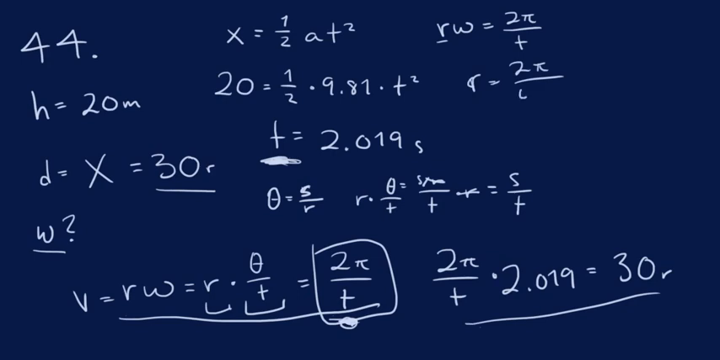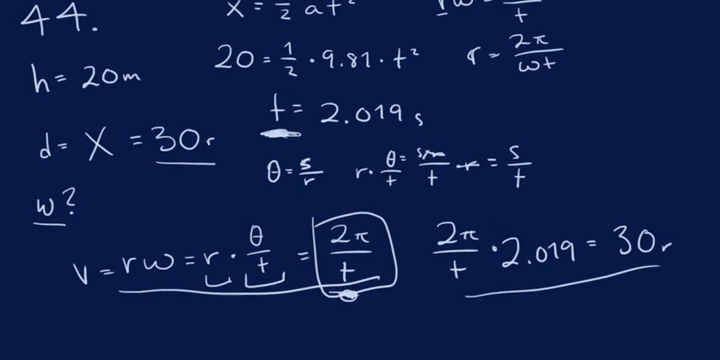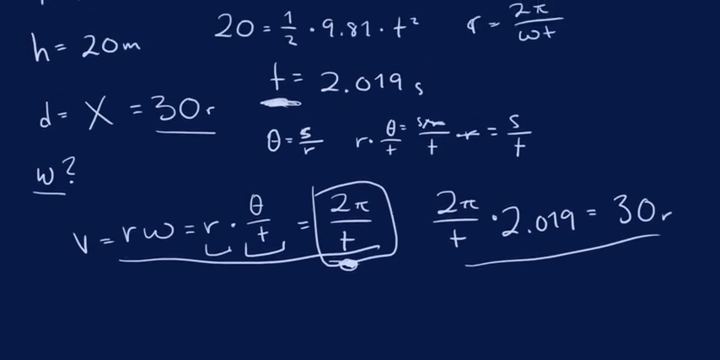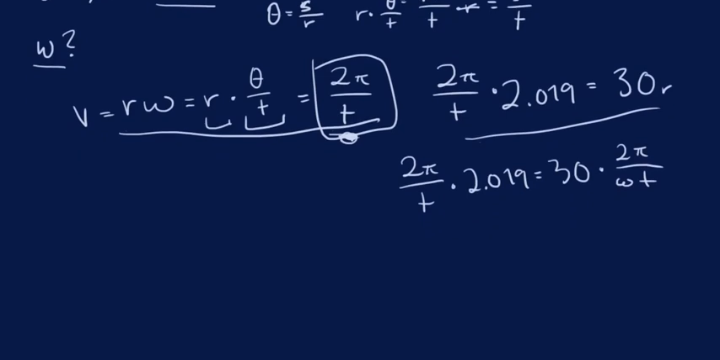And then when I plug that in, 2 pi over t times 2.019 equals 30 times r, which is now 2 pi over omega t. And now we can solve this for angular velocity, because if you notice, over here we have 2 pi over t, and we also have 2 pi over t over here. So now we're just left with 1 over omega.